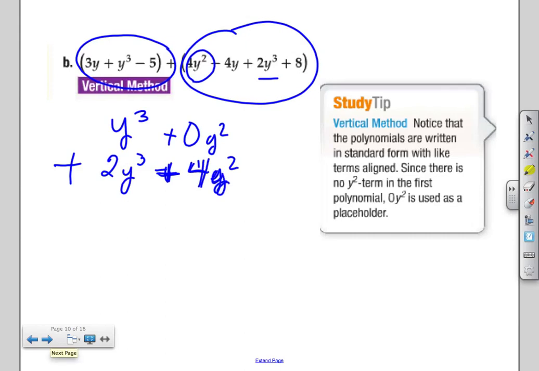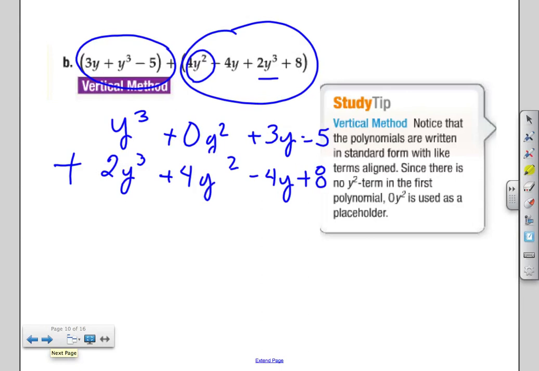Now I have a 3y, and I have a negative 4y. Actually, the plus 8 goes down below. I have a minus 5 and a plus 8. I'm going to rewrite this because I don't like how it looks. Plus 4y squared. Okay, so now we're going to add it vertically.